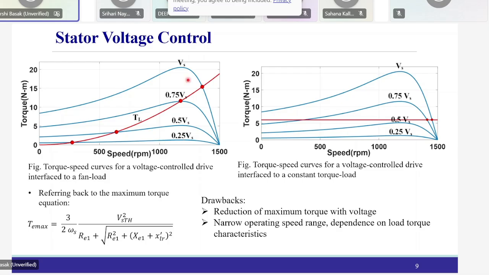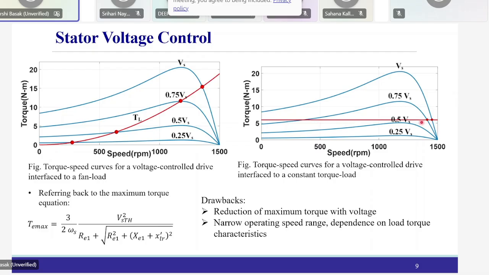Now, if we see a fan type of load, where the torque versus speed is actually proportional to the square, or a pump type of load, where torque is also proportional to the square of speed, then you can actually avail this kind of speed control technique, where you can have some different operating points. But now, if you want to achieve 6 Newton meter at 500 RPM, there is still no direct characteristic, right?